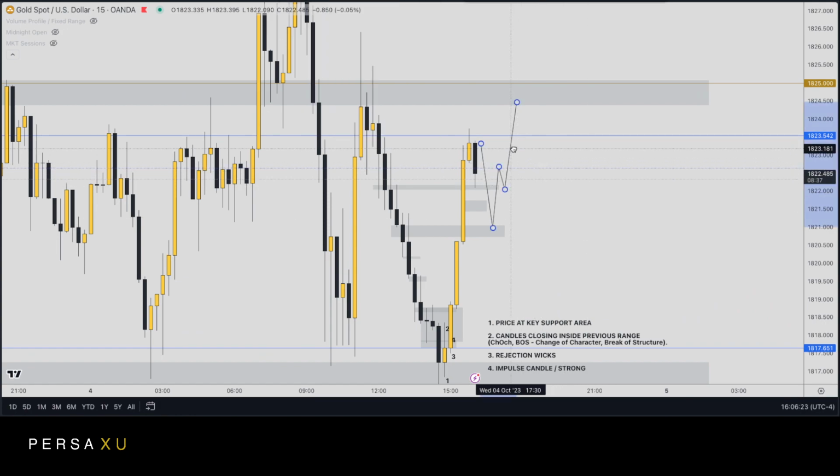I would like for price to, sorry, I would like for price to come down a bit more, grab a bit of orders, maybe trick people that it's going to come down, and then retest 1825. 1825 is over here. Who knows? Maybe it'll stop at 1824 or something. Maybe it'll collapse back down here.